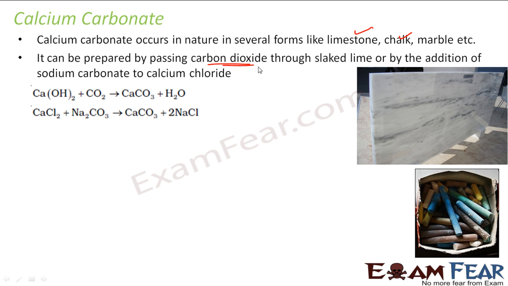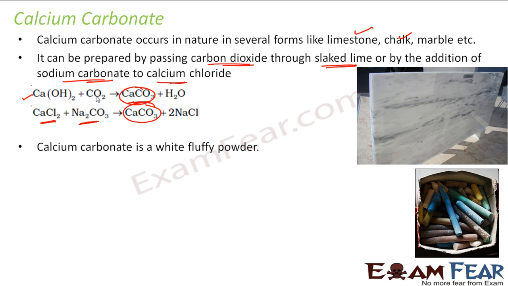It can easily be prepared by passing carbon dioxide through slaked lime or by addition of sodium carbonate to calcium chloride. So if you see, this is the first one: I have calcium hydroxide, I am passing carbon dioxide, and I'm getting calcium carbonate. The other is I have CaCl2, and I'm adding Na2CO3, sodium carbonate, to it. You get calcium carbonate. So there are two ways to prepare calcium carbonate.